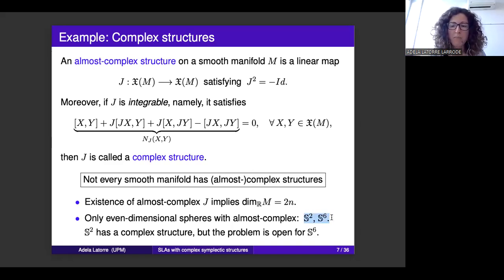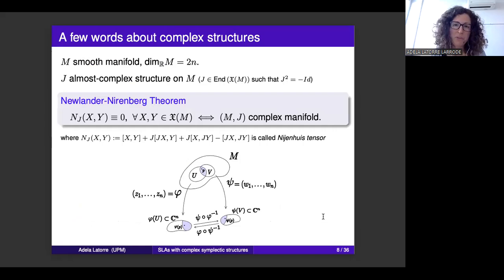And even among these two spheres that do have almost complex structures, it is known that the almost complex structure one can construct on the 2-sphere is integrable, but the almost complex structures that have been found on the 6-sphere are not integrable. So it is still an open problem whether the 6-sphere admits a complex structure or not. So this is an example of how things get complicated, for instance, for complex structures.